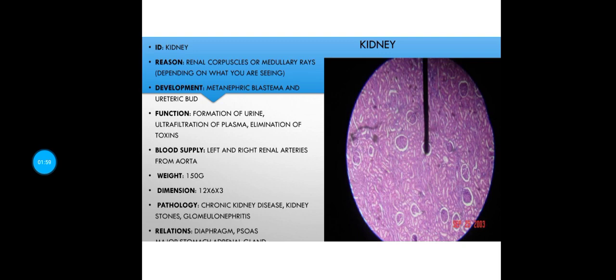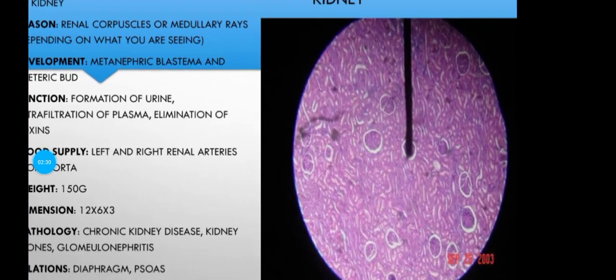The pathologies: chronic kidney disease, kidney stones, glomerulonephritis. Then the relations: the diaphragm, the psoas major, etc. Then, how do you identify the slide of the kidney on histology? From the reasons we gave: presence of renal corpuscles and medullary rays. So let's zoom in.